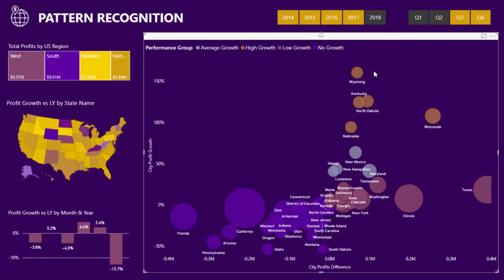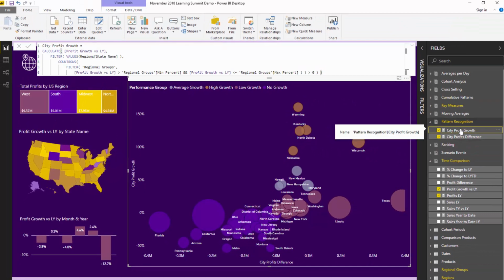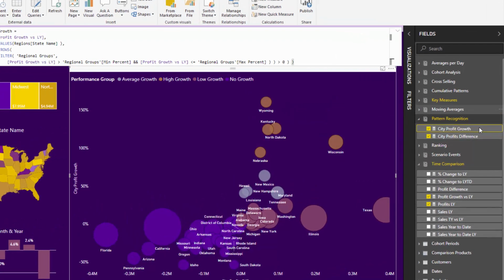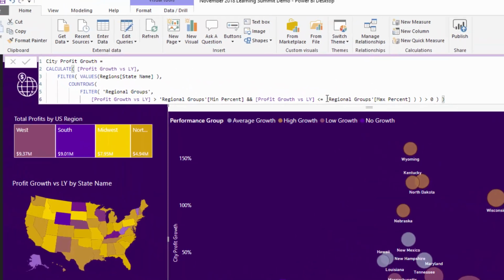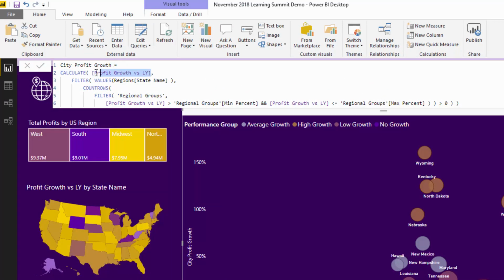Now, to get these particular groups represented on this visualization, we need to utilize some more advanced formulas, okay? So this is where they sit within this group I've called pattern recognition here. And I've utilized basically exactly the same technique in both of these formulas. All I've done is I've changed what calculation we were doing, okay?